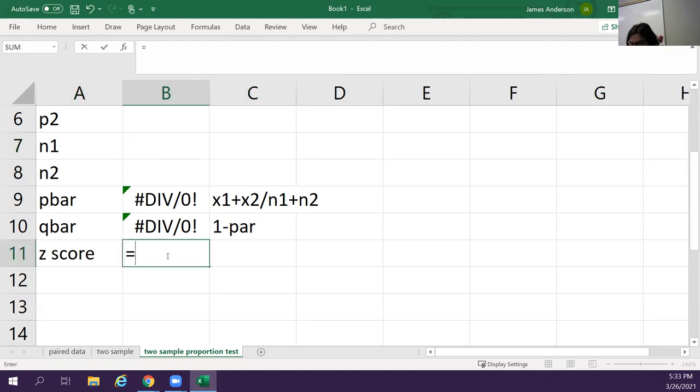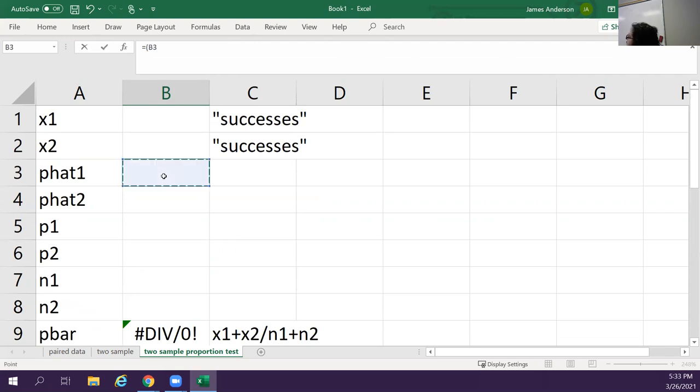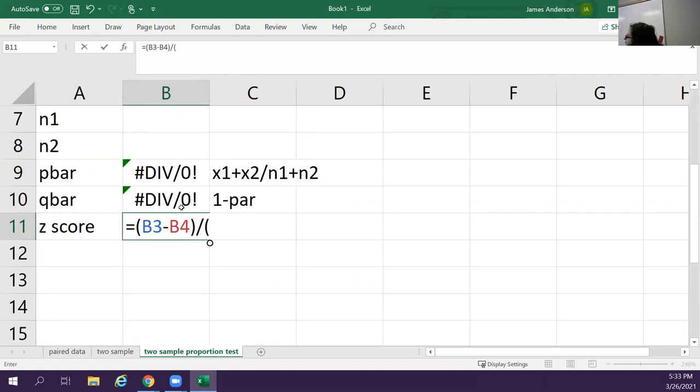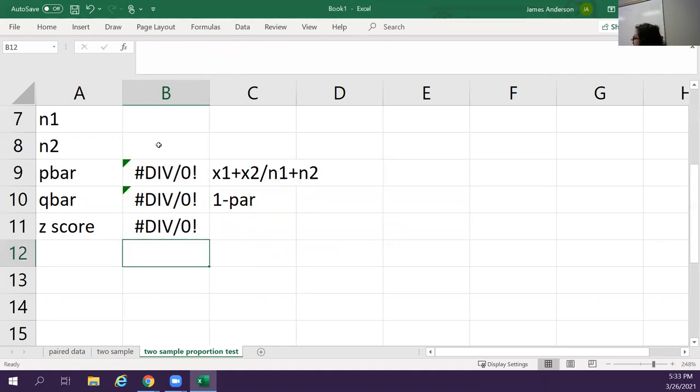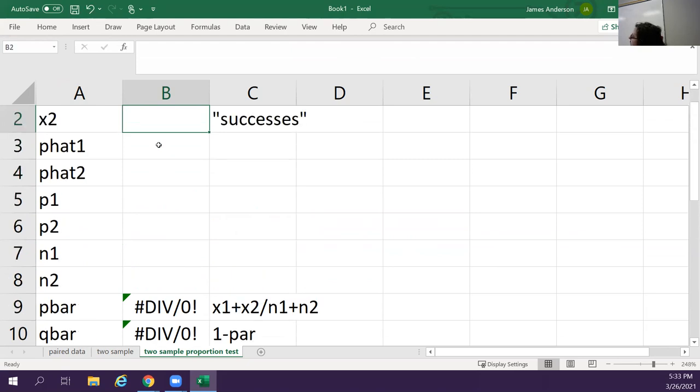So our z score is going to be equal to the difference in our proportions, p hat 1 minus p hat 2, divided by the square root of p bar times q bar over n1, plus p bar times q bar divided by n2. So then all we have to do is find out what all of this is.